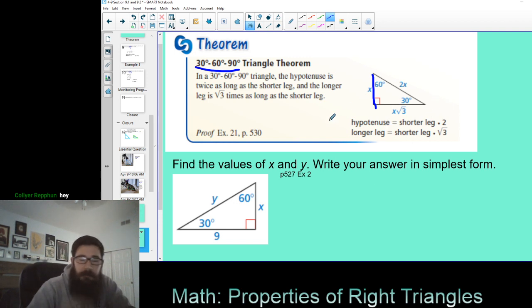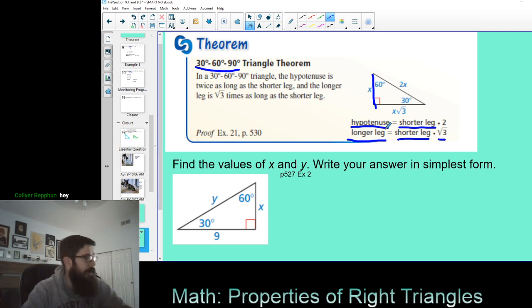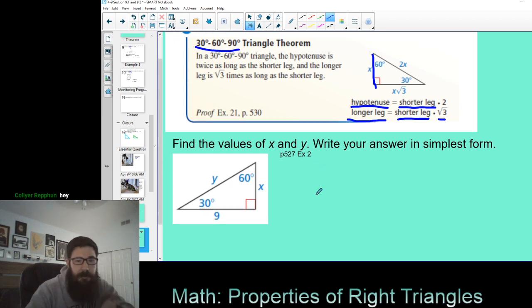If I know my smallest leg, I can multiply whatever that shorter leg is by square root 3 to find out how long my longer leg is. If I know my shortest leg, I multiply that by just regular old 2 to find the hypotenuse. We can do a little bit of algebra to work with these in a couple different ways, and that's what we're going to do here on page 527, example number 2. Let's put it to use.